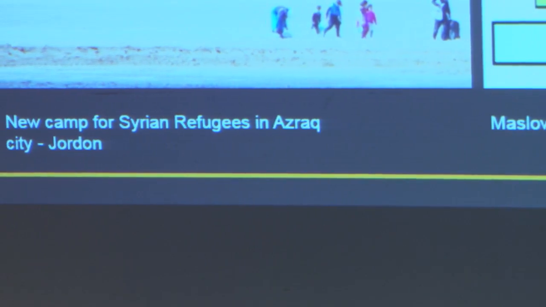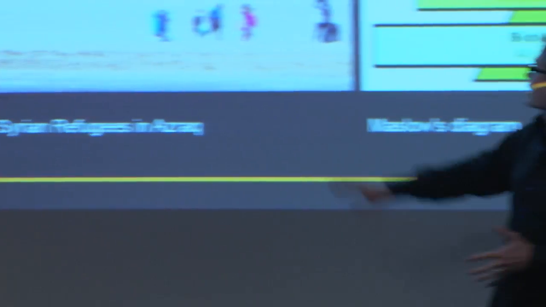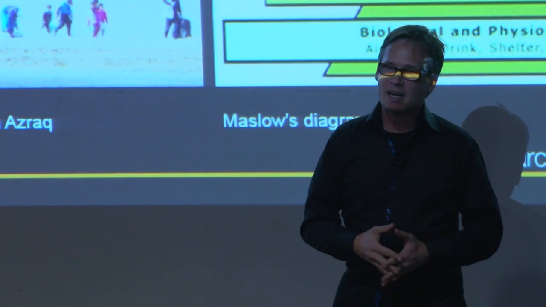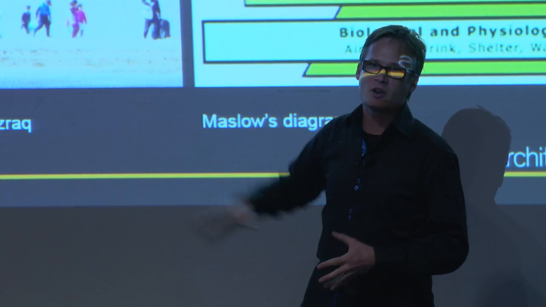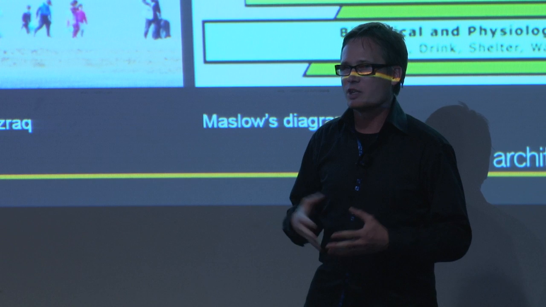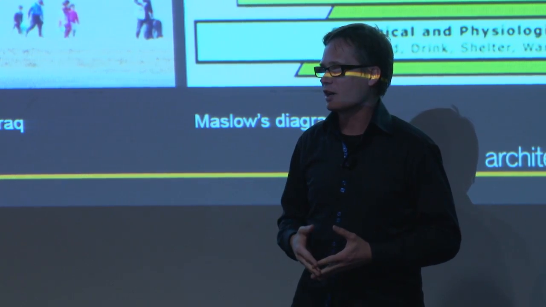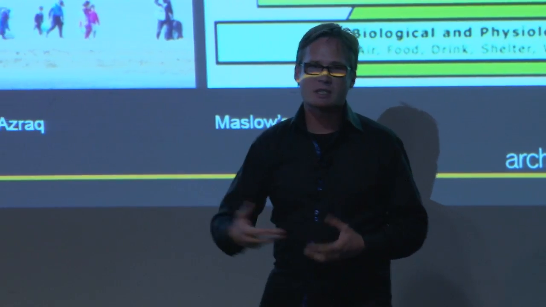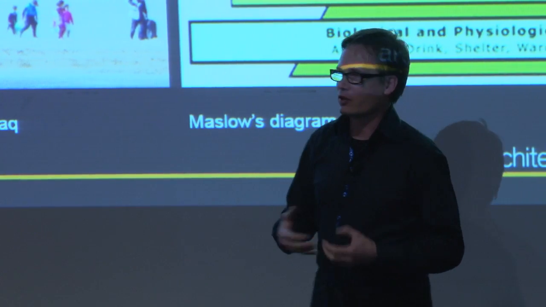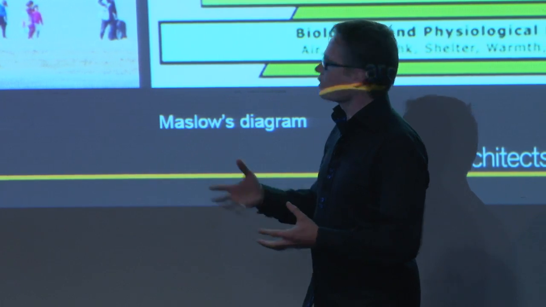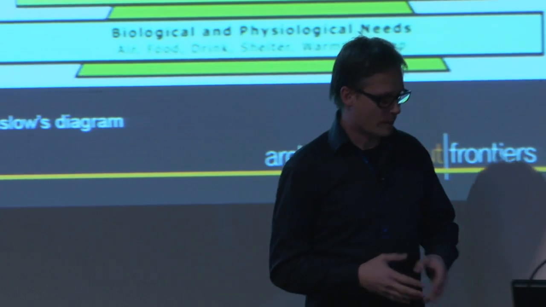But here we see a new camp for Syrian refugees in Jordan. We can see an image of the shelter solution, which unfortunately has been placed in this context, which I don't think is that great. It's like little microwave ovens in the hot Syrian desert, which unfortunately the refugees are relying on for their shelter solution.